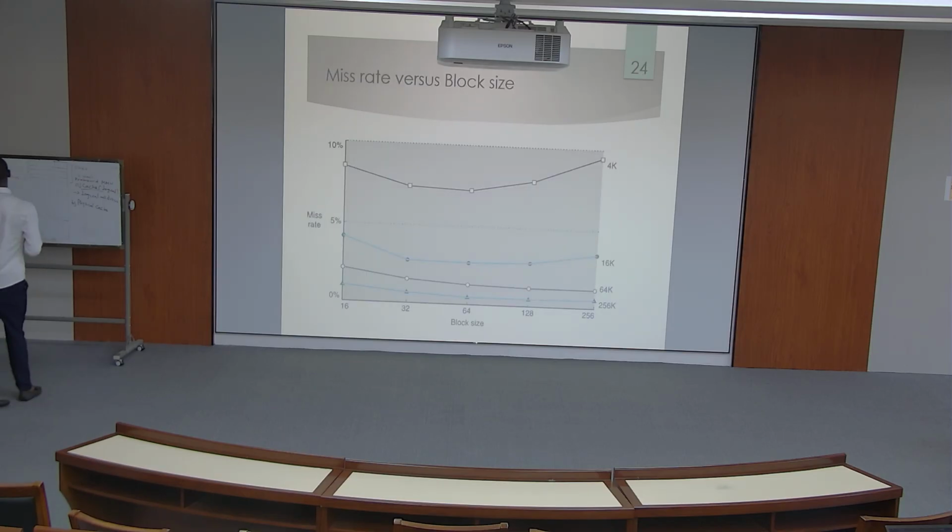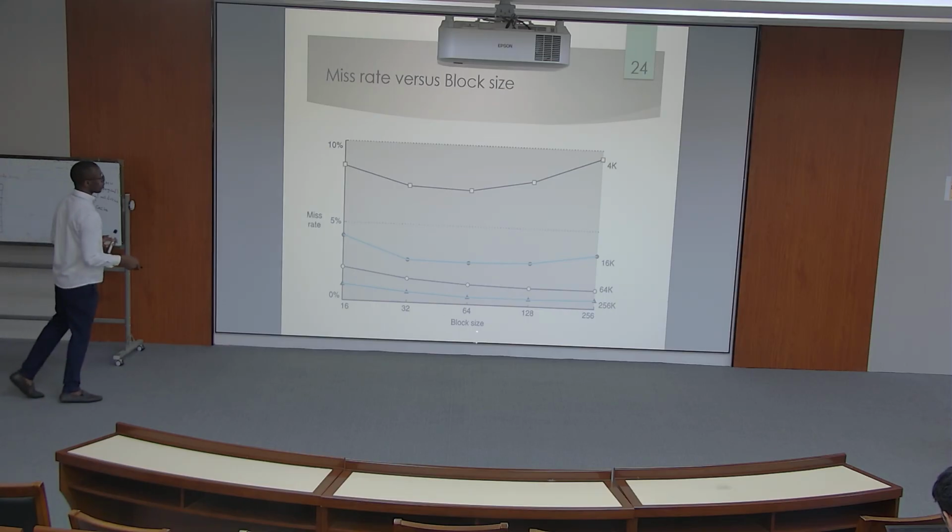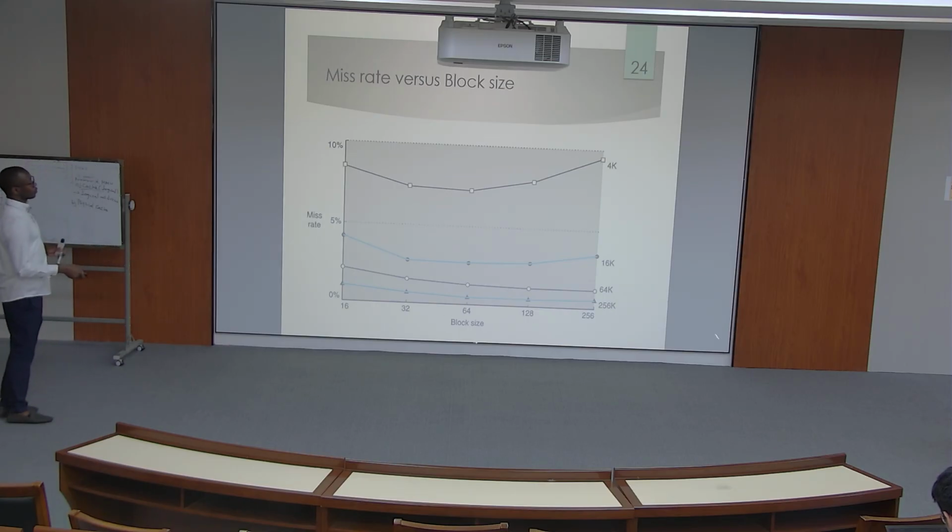Now we have the miss rate versus the block size. Here we understand that the miss rate goes up if the block is too large relative to the cache size. That means each line here represents a cache of different size. This figure is independent of the set associativity that we're going to learn later on in this class. So we have the block size, and here we have the cache size.